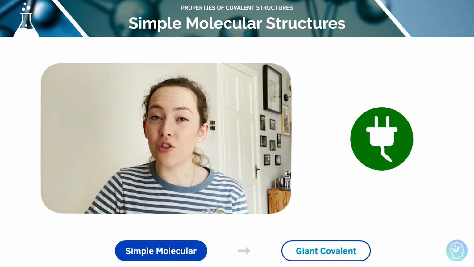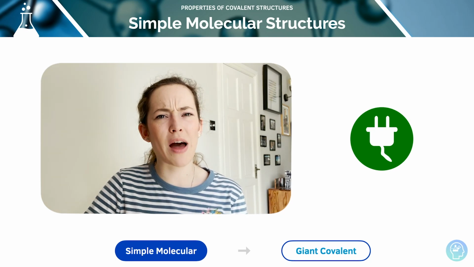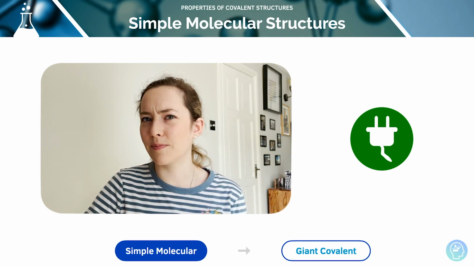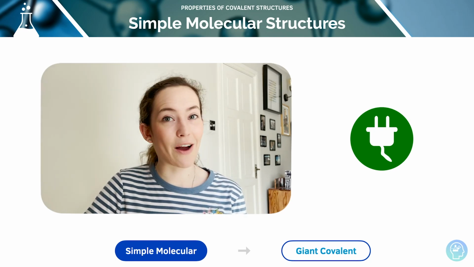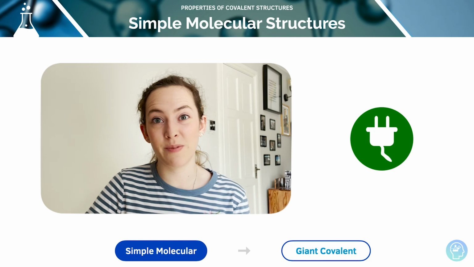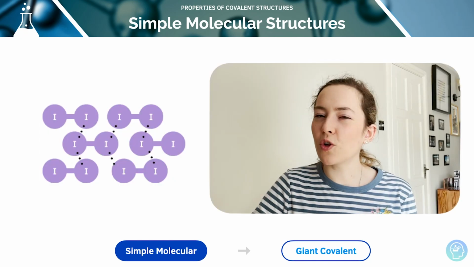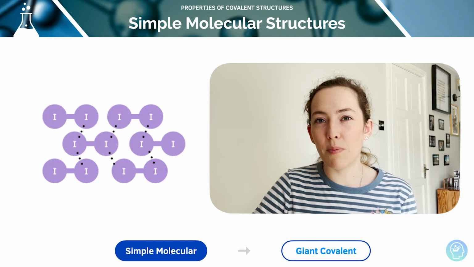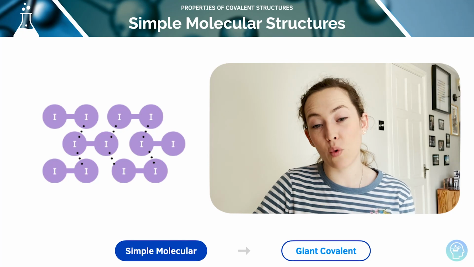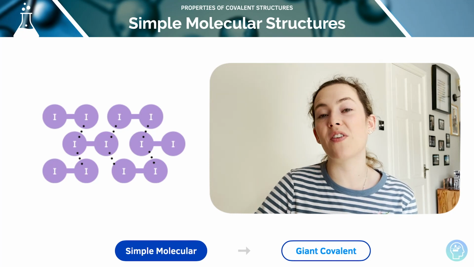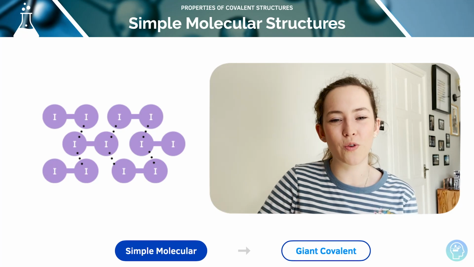Now, the simple molecular structures do not conduct electricity. Again, pause the video, have a think. Why don't they conduct electricity? There are no mobile charge carriers to carry the charge in a simple molecular structure, so they can't conduct electricity. In terms of solubility, whether a simple molecular structure dissolves in water or not depends on the type of intermolecular forces between its molecules. It depends on whether the structure is polar or not, and we'll study that further along in the course.